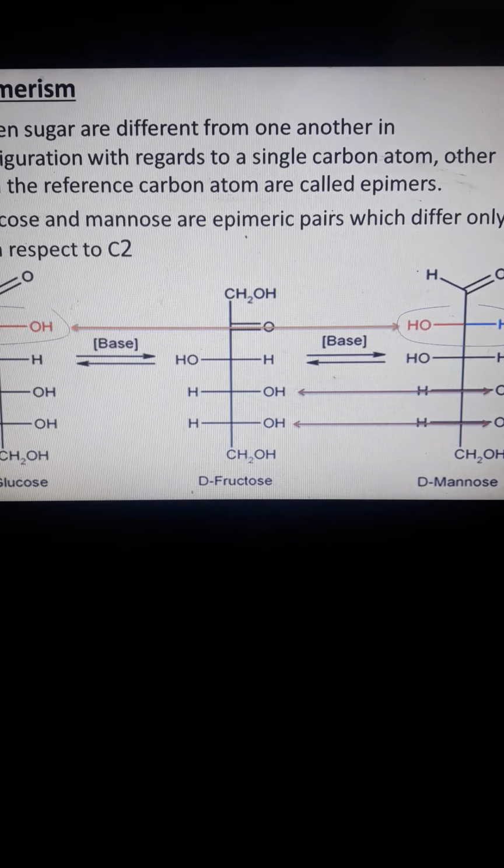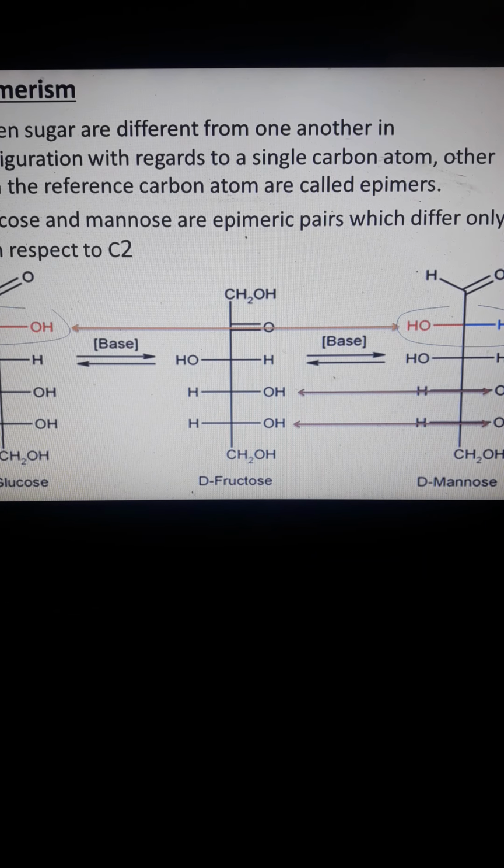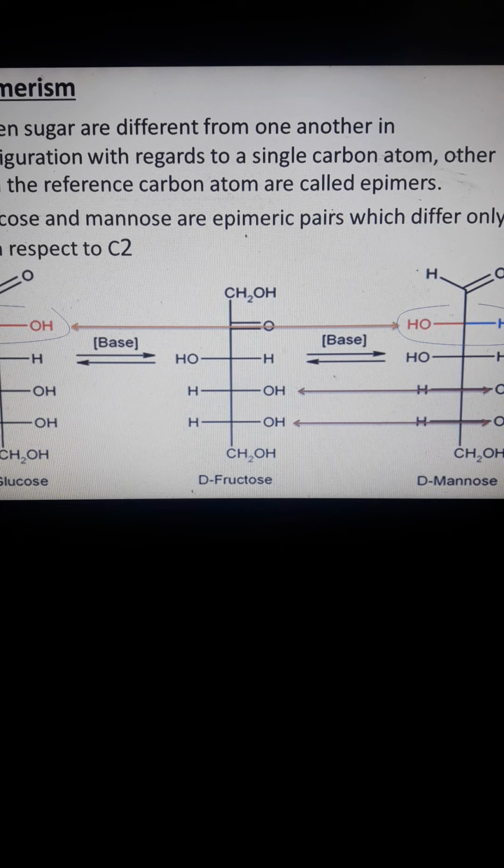Okay, so epimerism. When sugars differ from one another in configuration with regard to a single carbon atom other than the reference carbon atom, they are called epimers. So glucose and mannose are epimers, which differ only at carbon atom 2. So the difference is only at a single carbon atom, so they can be called epimers. It is a single carbon atom difference between two sugar groups.